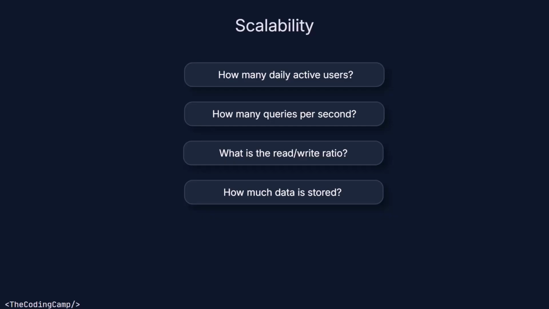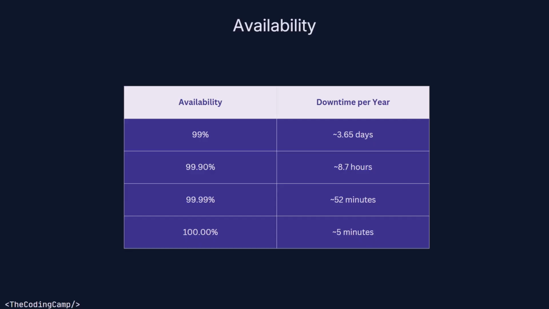The next category is availability. This means how often the system is operational, and it is usually expressed as an uptime percentage. These are some examples. High availability usually implies replication, redundancy, load balancers, multiple data centers, health checks, and failover systems. The next category is reliability.